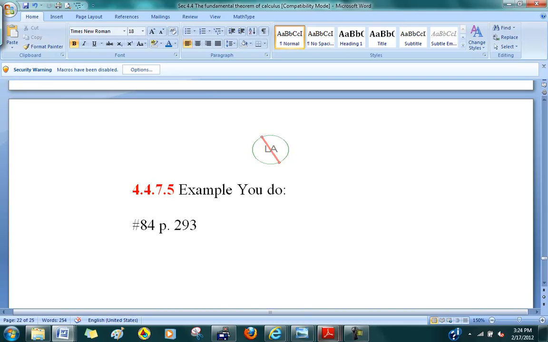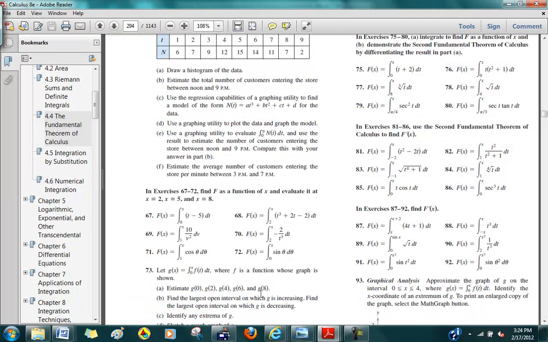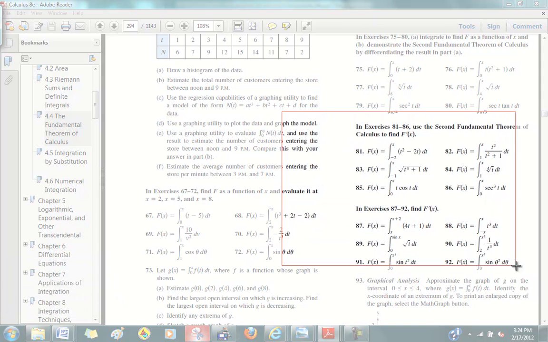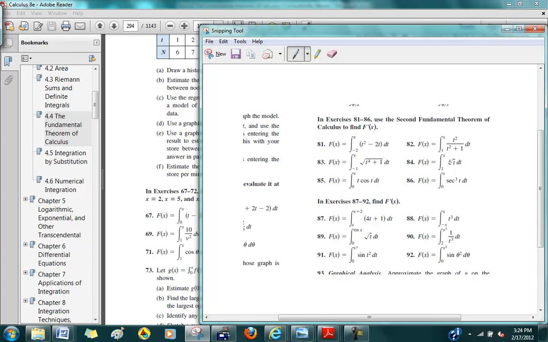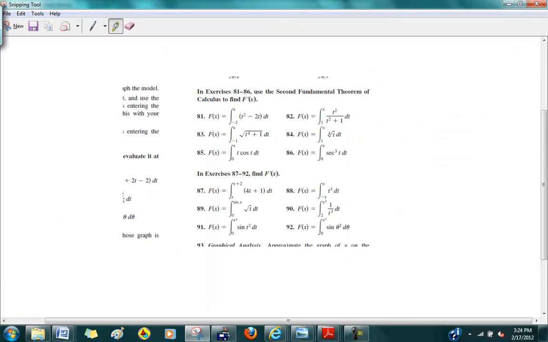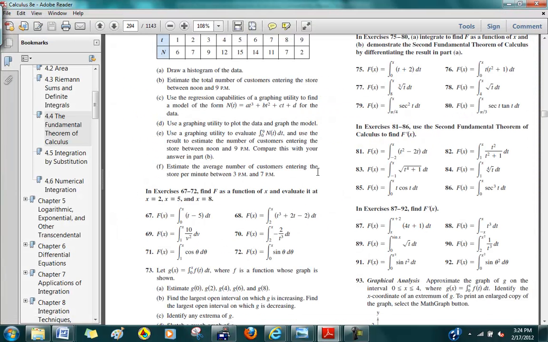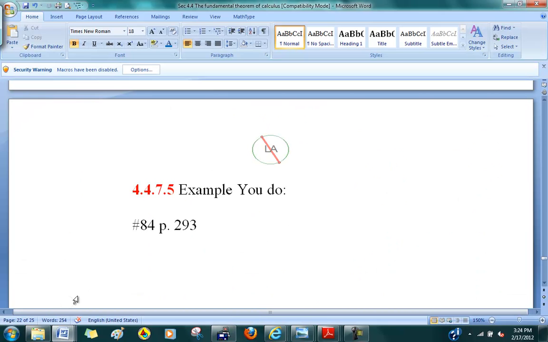Number 84, you're supposed to do. Okay, so number 84, same kind of process. You're asked to find f of x. Notice again that the top number is x, the bottom is a constant. All you do is plug and chug x for t, and lo and behold, that's your answer. Next one up.